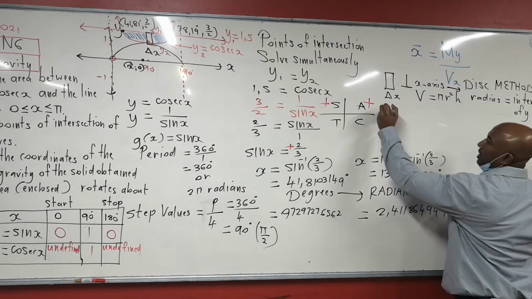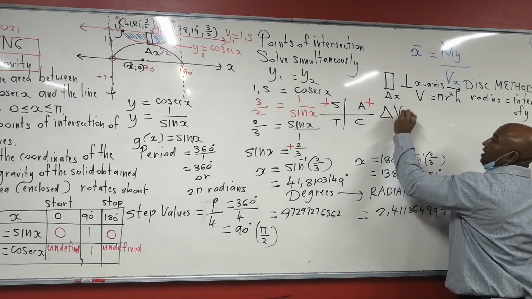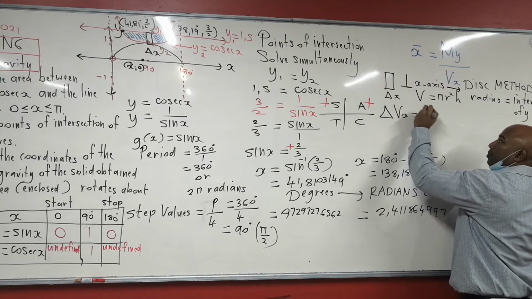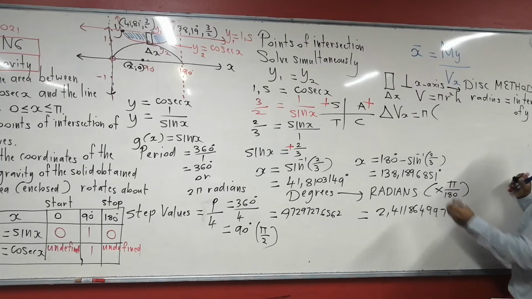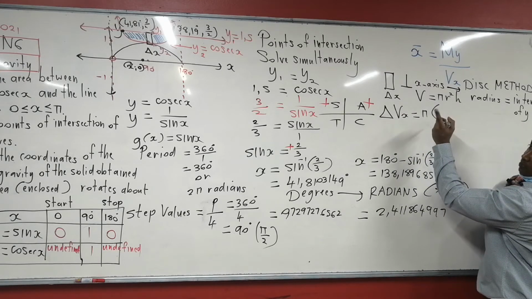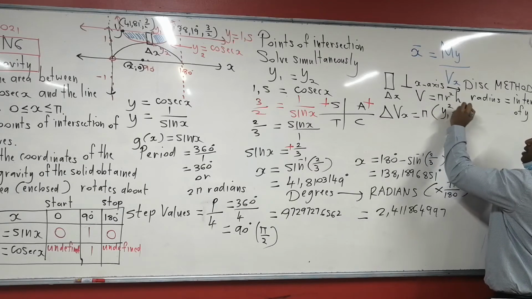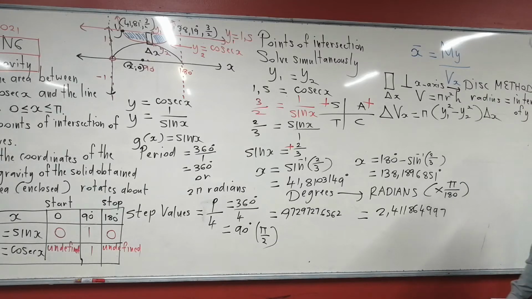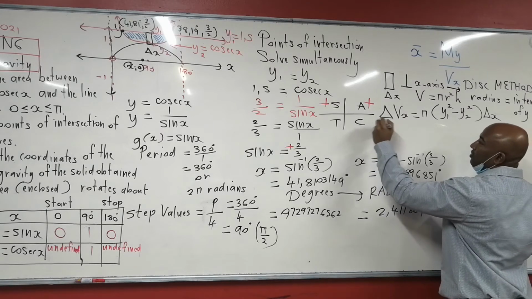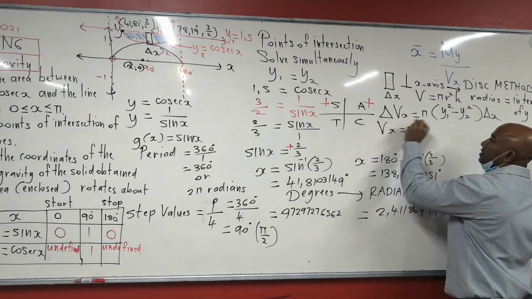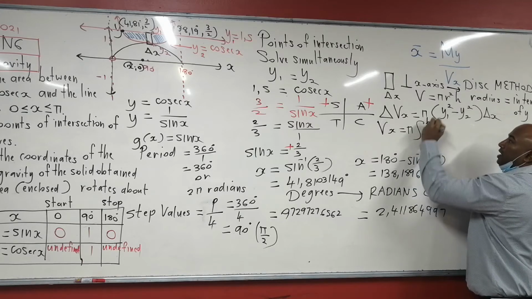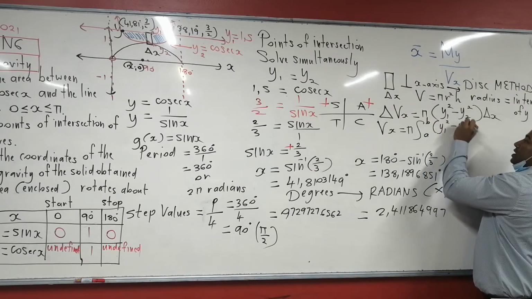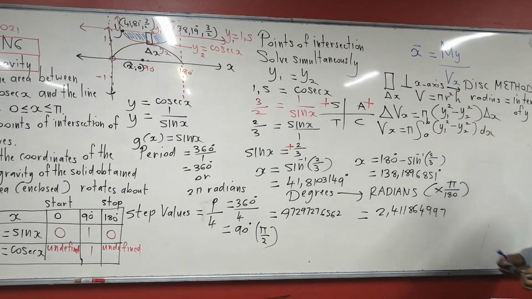So let's write down the formula. Delta Vx is equal to pi, top graph minus bottom graph. I call the top y1, so it's going to be y1 squared minus y2 squared delta x. Right, now total volume. We're going to integrate, that's b and a, y1 squared minus y2 squared dx. That's a compulsory step, we write that down.